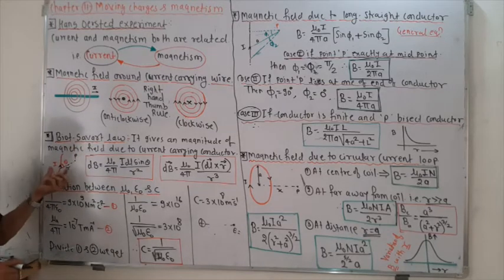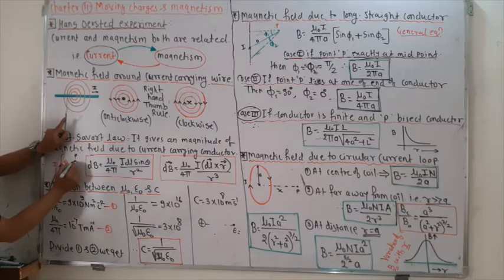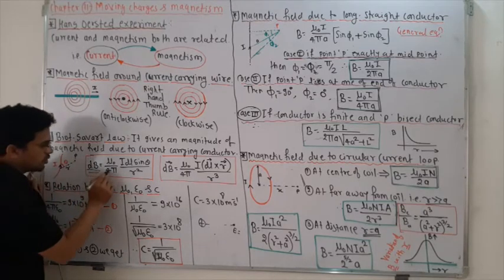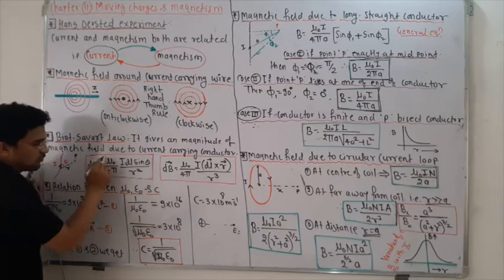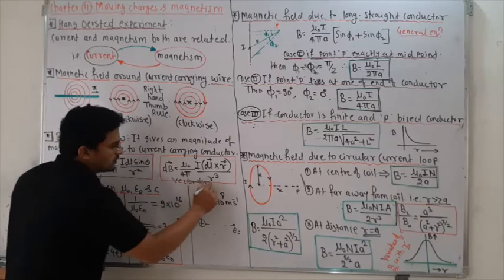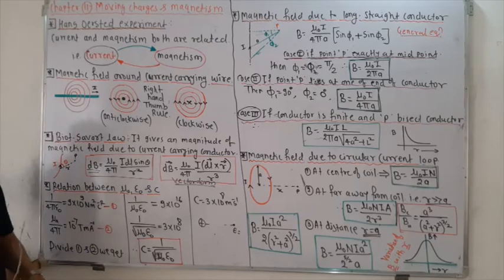the Biot-Savart law. Okay, so suppose this is the conductor like this, and here is a point. At this point, at a distance of r from the conductor, you have to measure the strength of the magnetic field, and it is given by dB, a small magnetic field, equals mu naught by 4 pi, I dl sin theta divided by r square. This is actually the general form, and this is the vector form. So remember this vector form also. Sometimes they will ask directly.